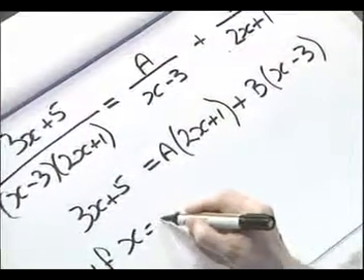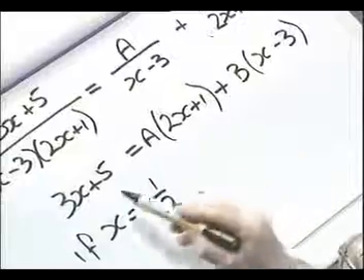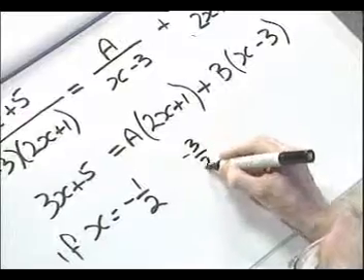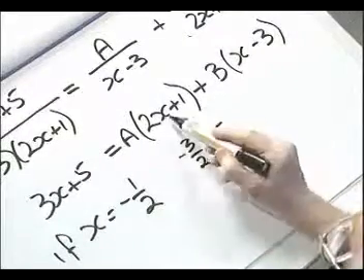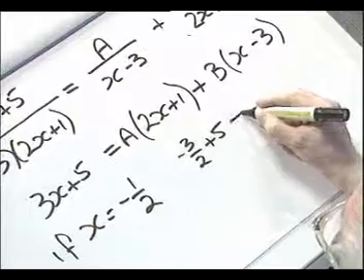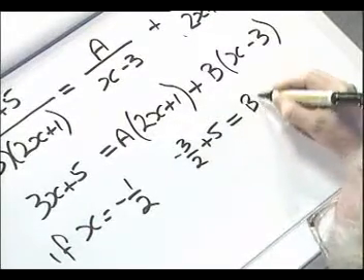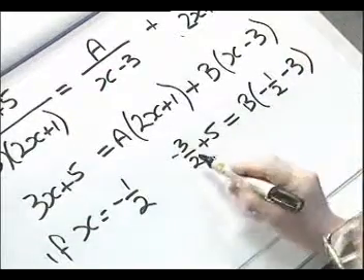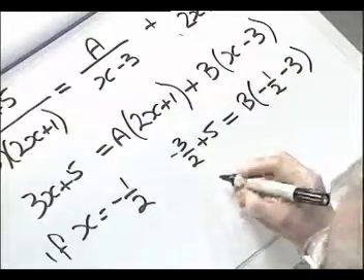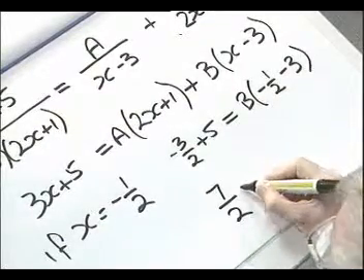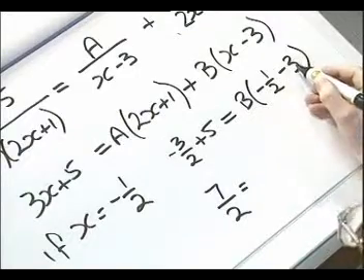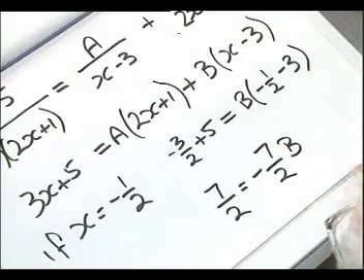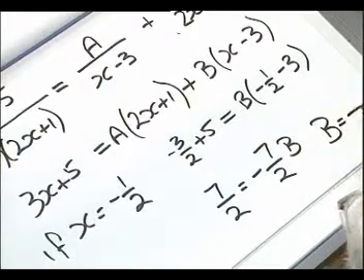If x equals minus a half, we get 3 times minus a half is minus 3 over 2 plus 5. That is 0 equals b times minus a half minus 3. This is just 7 over 2, and we get 7 over 2 equals, this is minus 7 over 2, minus 7 over 2b. So b is equal to minus 1.